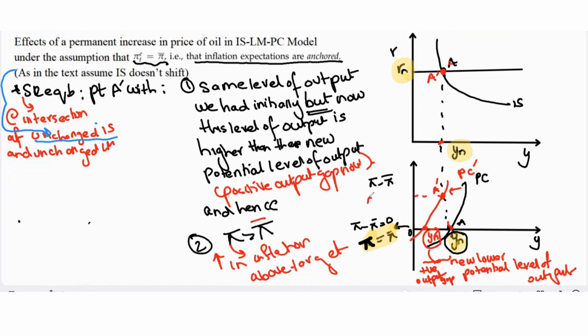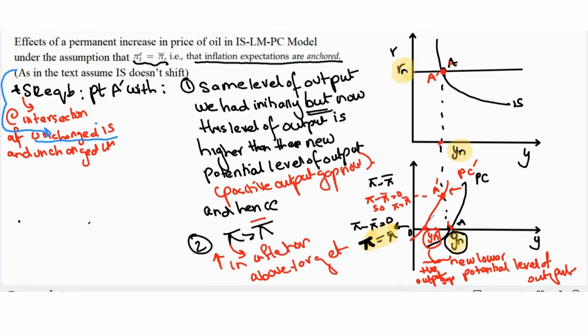And over here, we can notice that pi minus pi bar is greater than 0. So pi is greater than pi bar. In the short run, when the Phillips curve shifted, we're still at the same level of output as before, but now we don't have a zero output gap at this level of output. We have a positive output gap now because our potential level of output has gone down. And because output now exceeds the new lower potential level of output, we know inflation exceeds the target level.